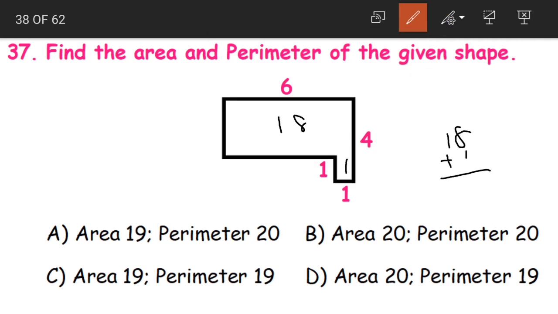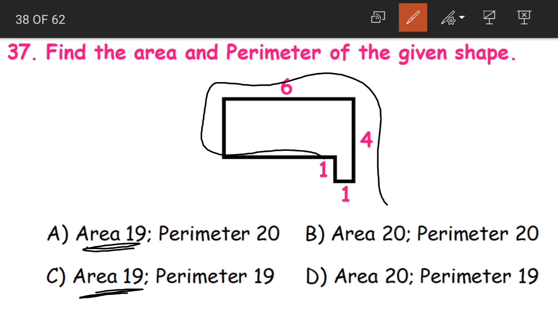So 18 plus 1 is equal to 19. Now 19 becomes the total area of the given shape. So area is done. Area is equal to 19. Now coming to the perimeter again. How do we calculate perimeter, children? The border lines. Add whatever sides are there on the border.